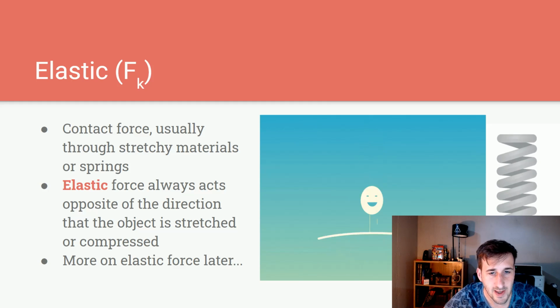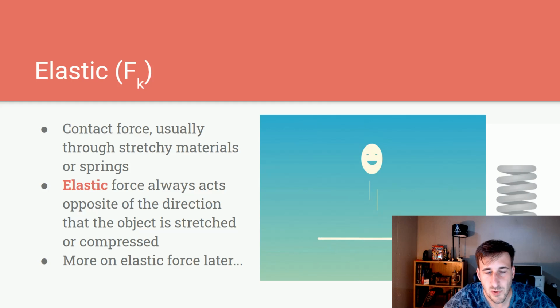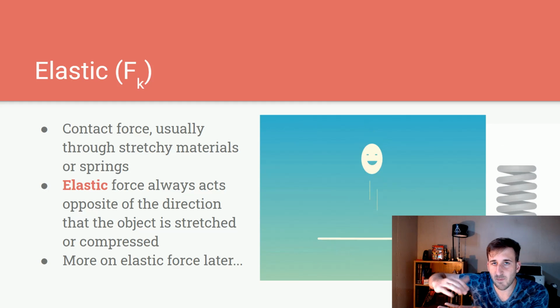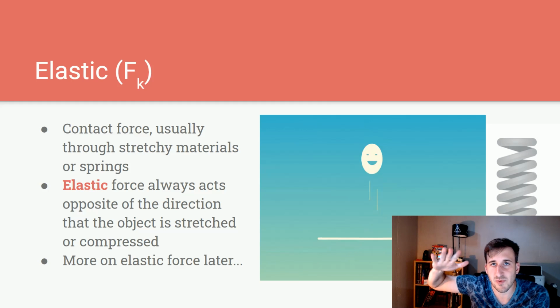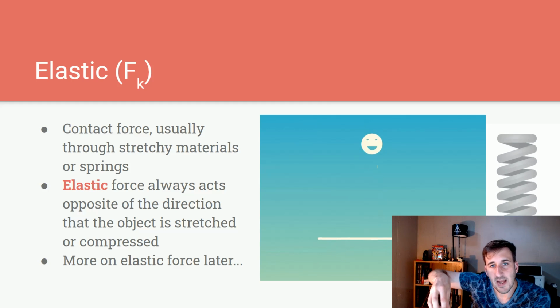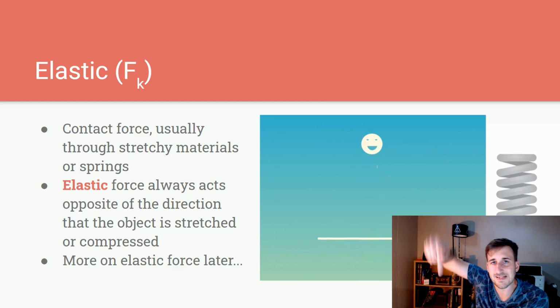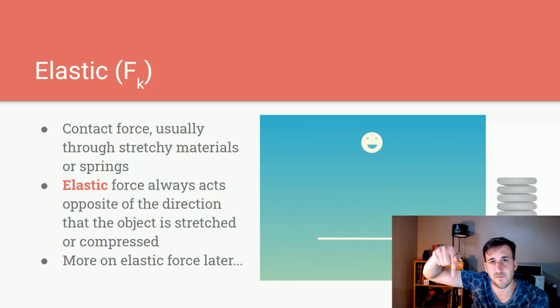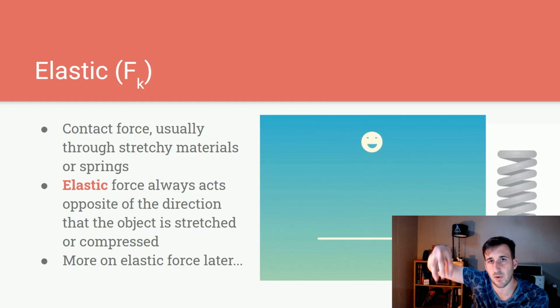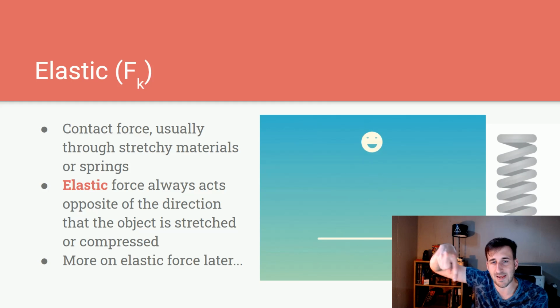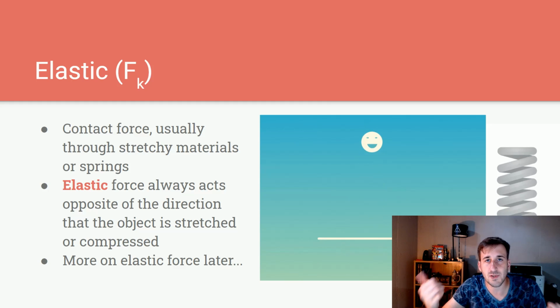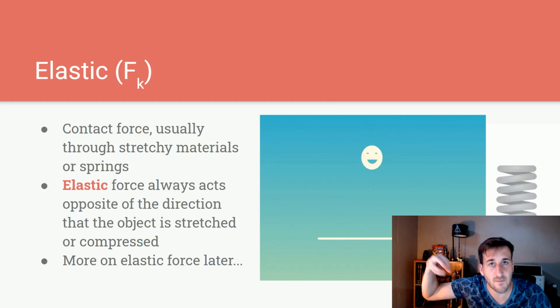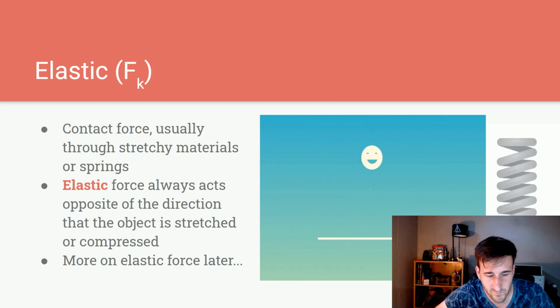So if you look at the spring on the very right, when you compress it, it's pushing back out against you. It's resisting that change. And if you were to stretch it out, it would want to snap back together, so it would exert a force in the opposite direction. So if you pull it out, it wants to snap back in. So the force is always acting opposite of the displacement, or how you're moving it. That's called a restorative force.